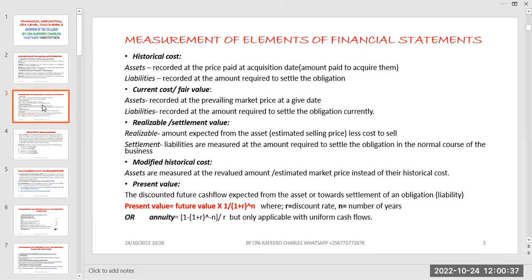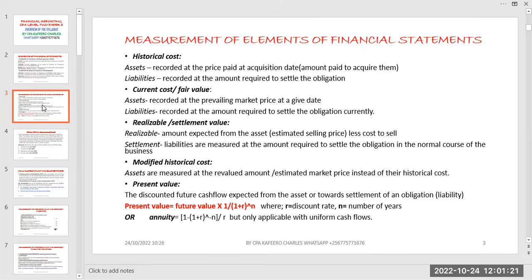The other measurement base, actually these are called measurement bases, is the current cost, or the fair value. The fair value, as the word says, is the opposite of historical. If something is not in history, it must be current, something that is prevailing at that very time, at a given date. So assets are recorded at the prevailing market price at a given date.